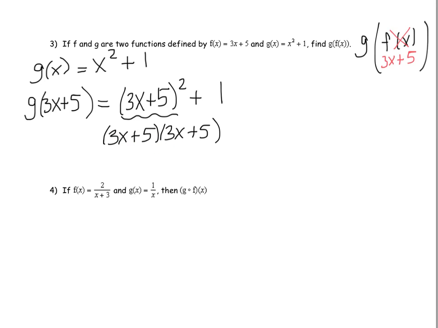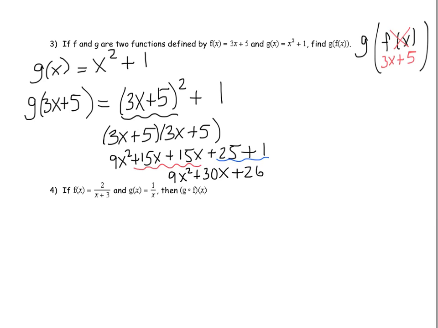So why don't you pause the video, double distribute, and see if you get the same thing that I'd get. Okay, so you should have gotten 9x squared plus 15x plus 15x plus 25. Now I think we can bring down this 1 and combine like terms. So the 15x and the 15x we can add. So my answer would be 9x squared plus 30x. And then this 25 and 1 you can add and get 26. So again, to finalize this answer, g of f of x would be 9x squared plus 30x plus 26.